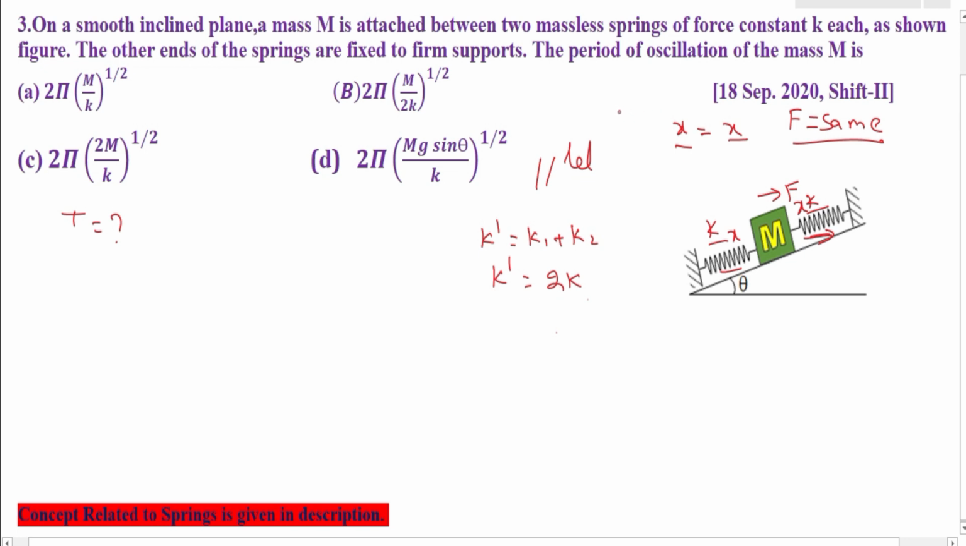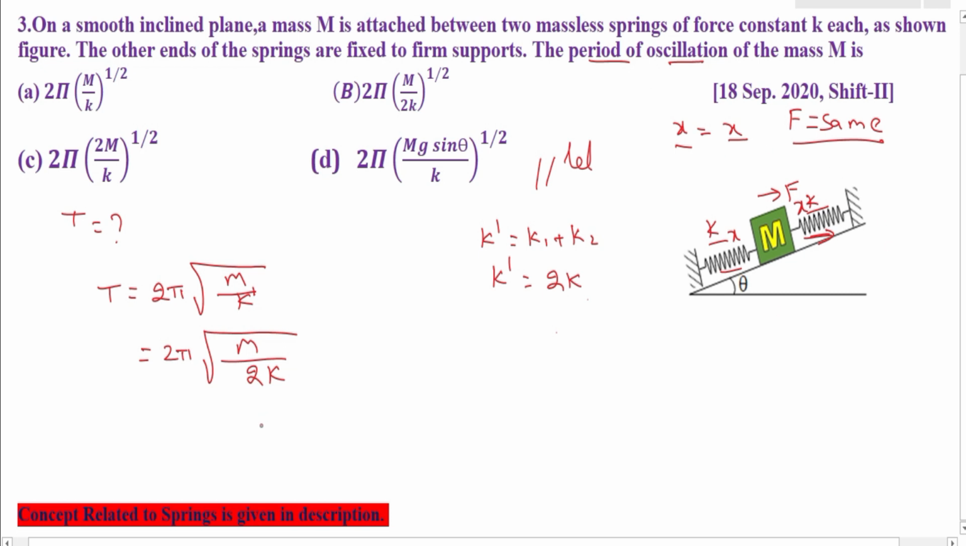Now what did he ask us to calculate? He asked us to calculate the period of oscillation, which is nothing but time period. The formula for time period for a spring mass system is given by T is equal to 2 pi root m by k, where m is the mass hung, that is capital M in this case, and k is the effective spring constant. Let me take it as k dash. Then T is equal to 2 pi root capital M by k dash, which is nothing but 2k. So this is the time period of this system.